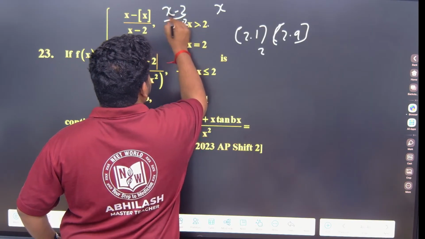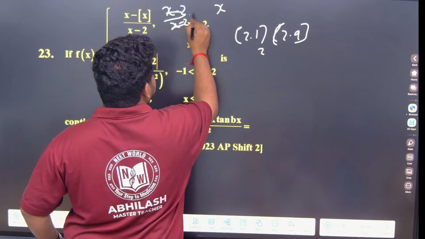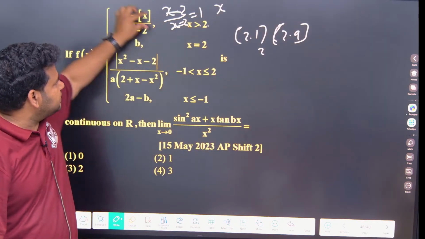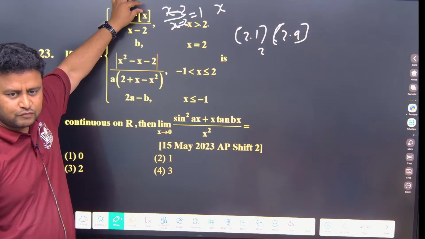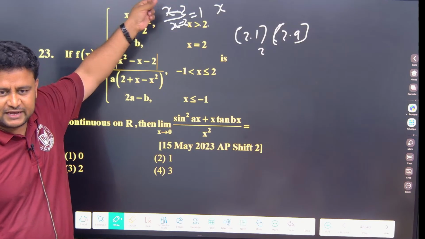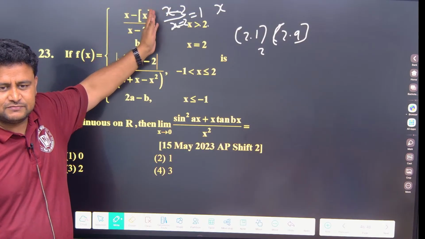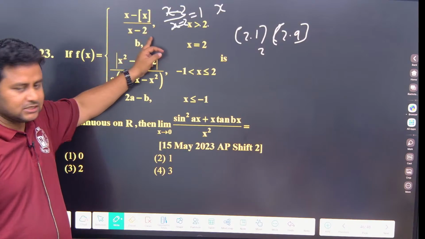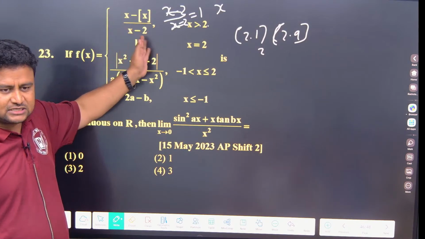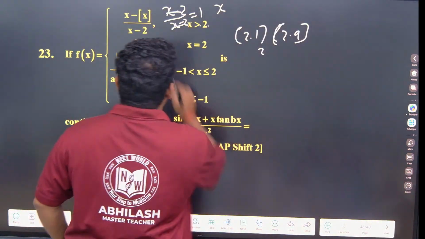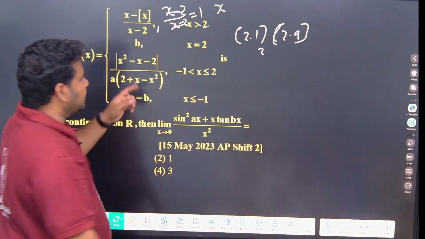The LHL will be x − 2 over x − 2. If I cancel, I will get 1. See, x is greater than 2 means if I put a value of x here greater than 2, like 2.10, 2.5, any value, 2 point something gives the value of 2 only. So I put the value, x − 2 by x − 2, the x − 2 cancels, and the answer will be 1. Okay, the answer will be 1.